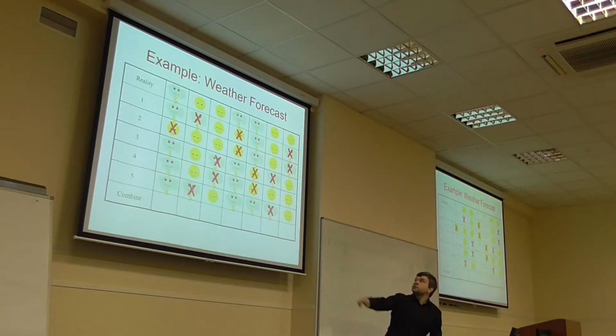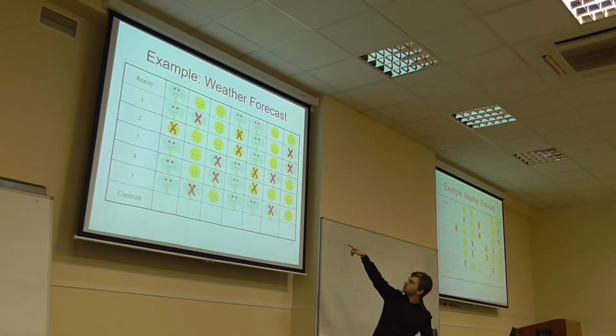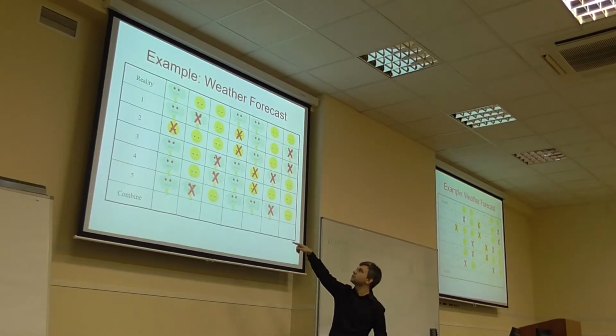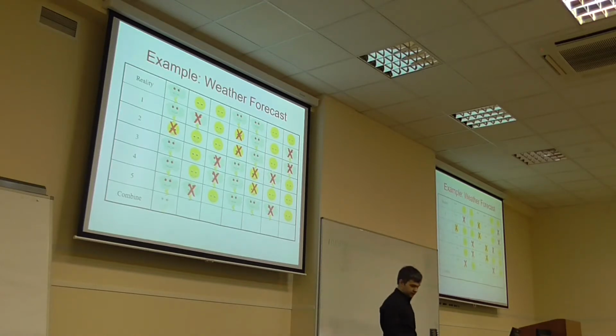And then if we just take the majority vote on each row, here we will take smile, here we will take smile again, here we will take cloud, here cloud, here smile, smile and cloud. The final result will be just like this. If you combine, you get cloud, here smile, here smile, here cloud, here smile, here smile. And it's exactly as reality, right?